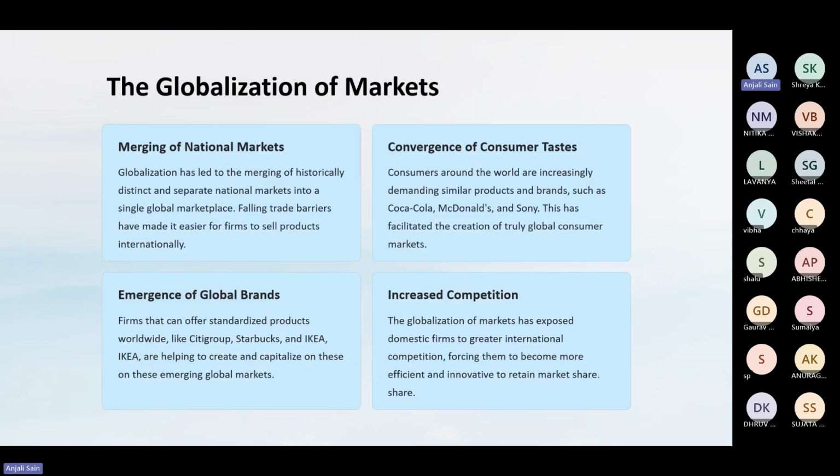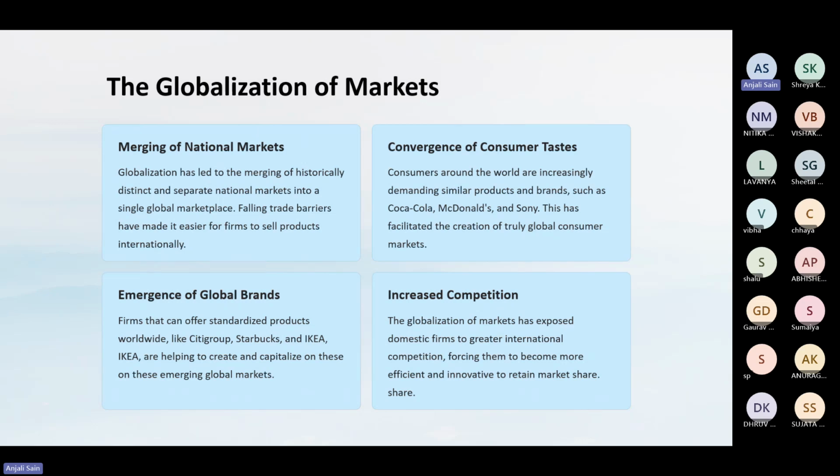Globalization of markets. First is a merging of national markets. Globalization has led to a merging of historically distinct and separate national markets into a single global marketplace. Globalization की वजह से क्या हुआ है, जो पहले अलग अलग कंट्रीज के अलग अलग नेशनल मार्केट्स थी, they are not combined, they are now combining to form a single global marketplace. Falling trade barriers have made it easier for a firm to sell a product internationally. Then there is a convergence of consumer taste, like we have discussed earlier.